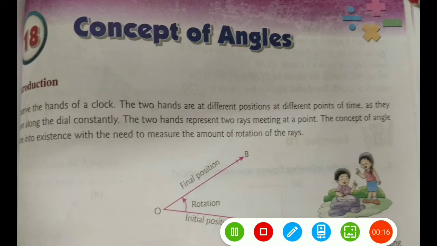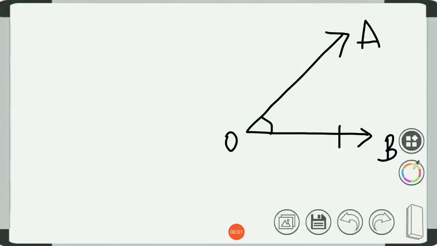So this is an angle. What is basically an angle? Two rays having a common endpoint form an angle. Two rays having a common endpoint. These are two rays. OA is the first ray and OB is the second ray. The two rays forming an angle.